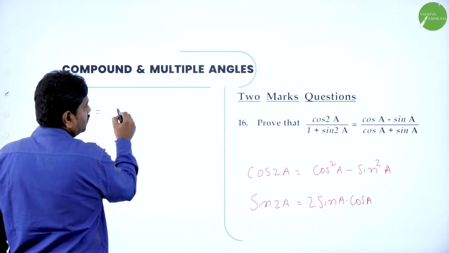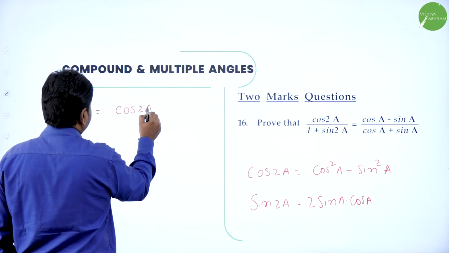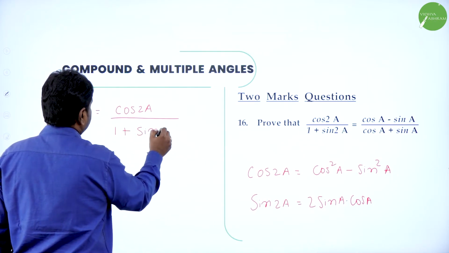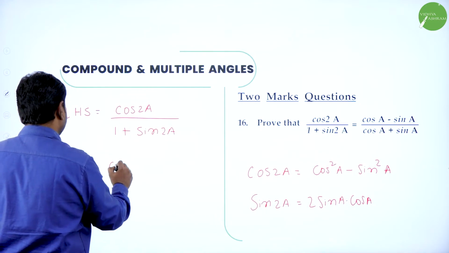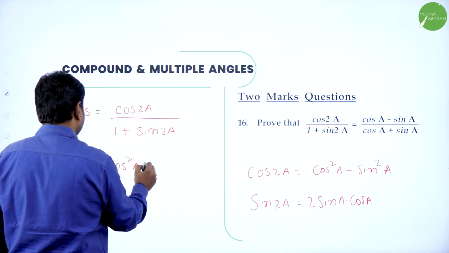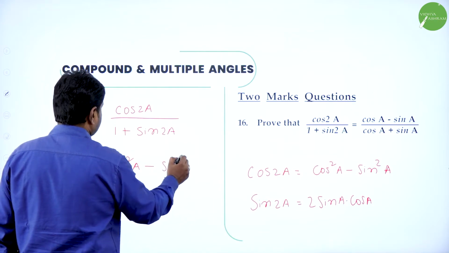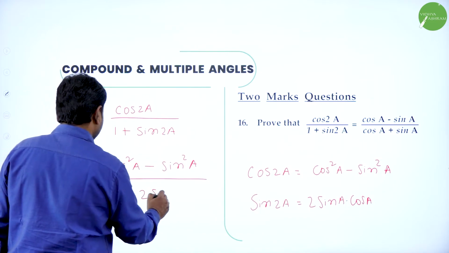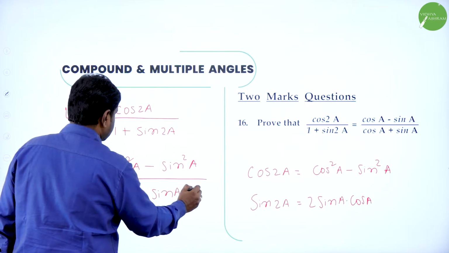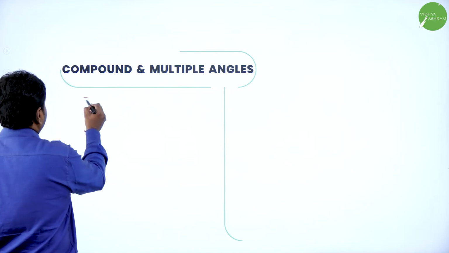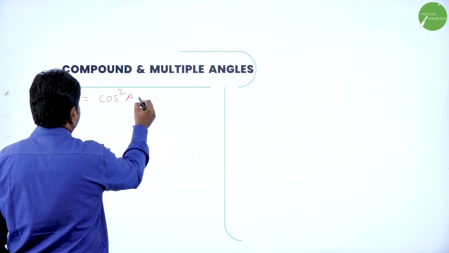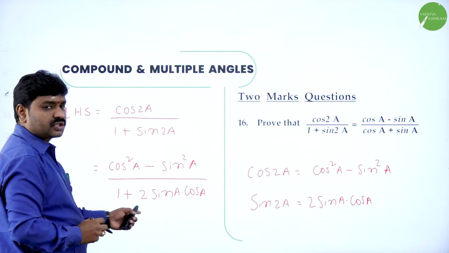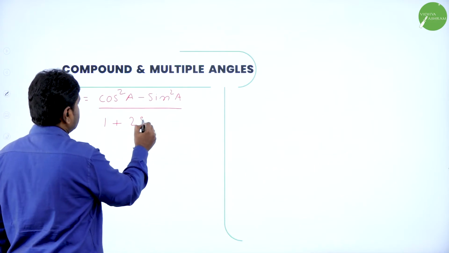LHS is cos 2A divided by 1 plus sin 2A. Now substitute for cos 2A. All of you know cos 2A can be written as cos square A minus sin square A. Further, the denominator 1 plus sin 2A can be written as 1 plus 2 sin A cos A.